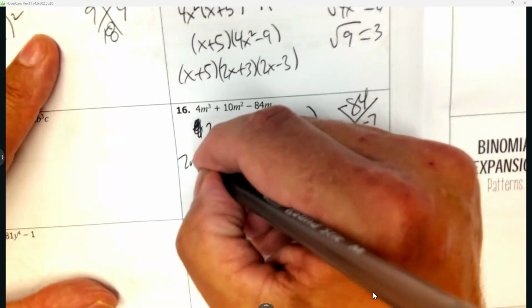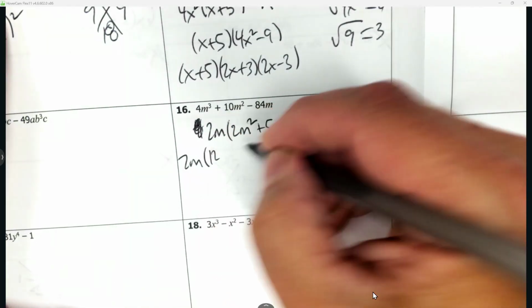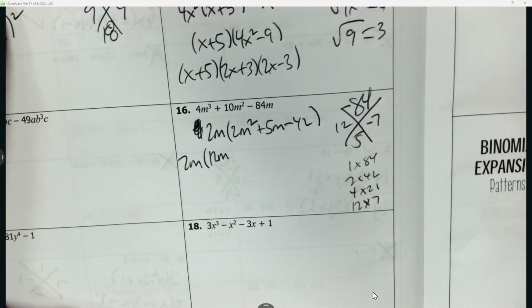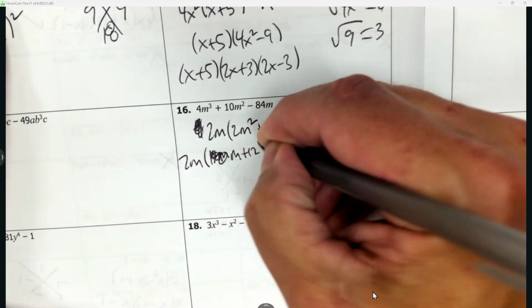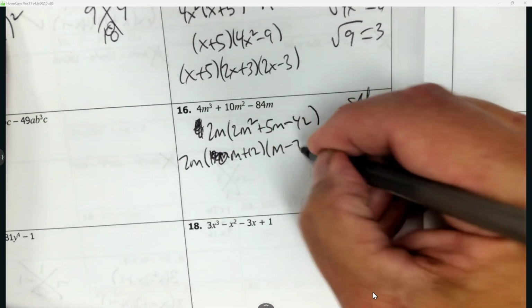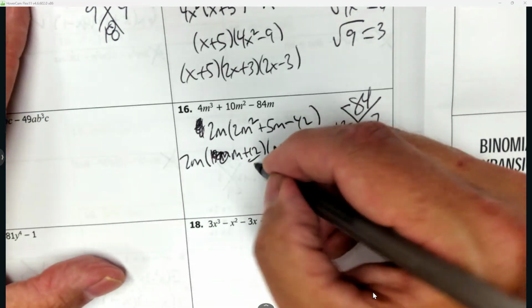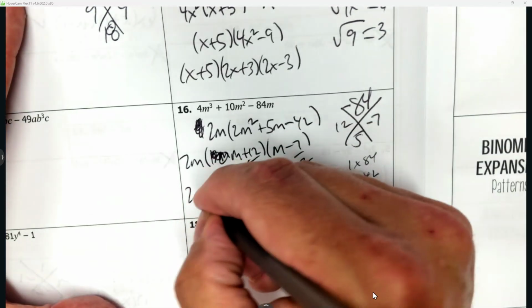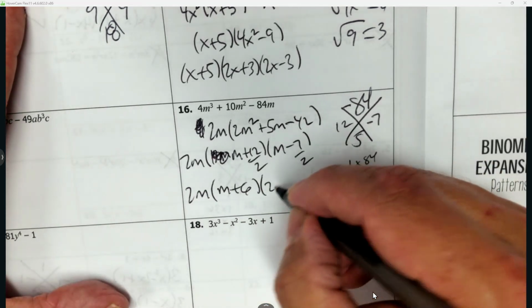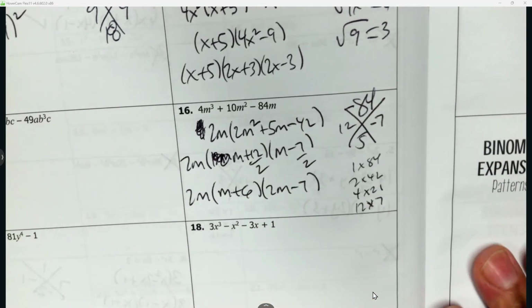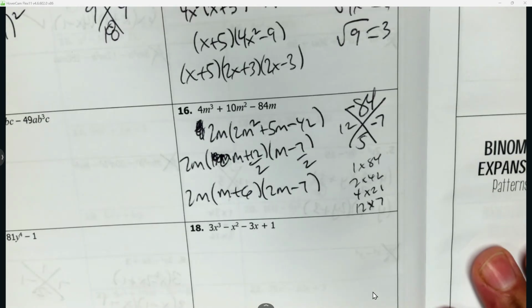So we're going to write 2m. And then we have m plus 12, right? And m minus 7. And then divide by 2. So that gives me 2m, m plus 6, and then slide the 2 in front, and you have 2m minus 7, and it's completely factored.